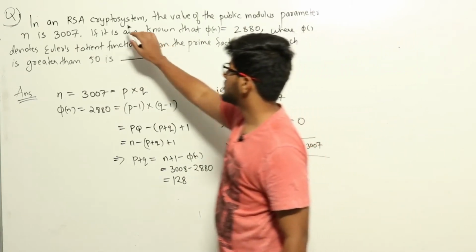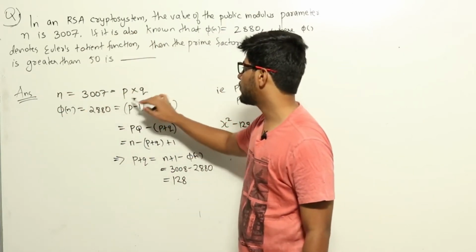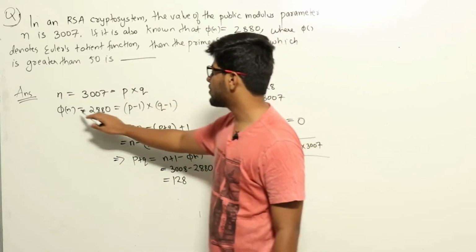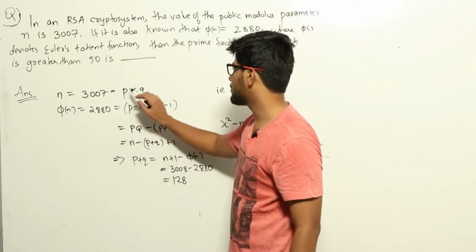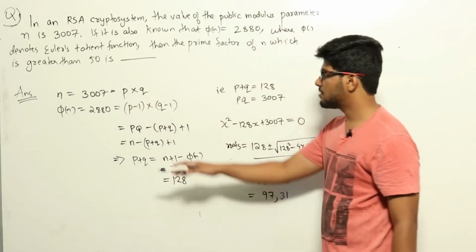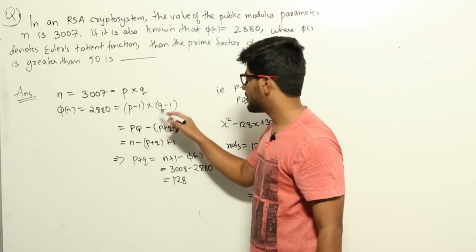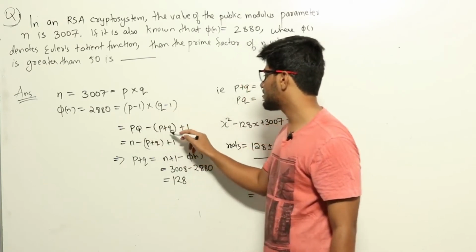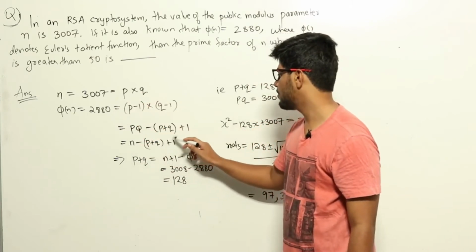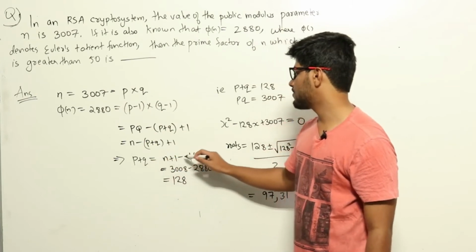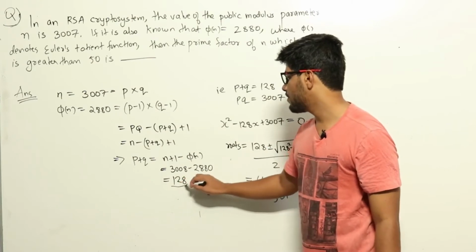Now in RSA crypto system, it's given that n is 3007, meaning n can be written as p into q, where p and q are prime numbers, and phi of n will be equal to 2880 given here, where phi of n is nothing but (p minus 1) into (q minus 1). So this is what we know from the question. Now phi of n is (p minus 1) into (q minus 1), which we can rewrite as pq minus p minus q plus 1. Now pq is n only, so that will be equal to n minus (p plus q) plus 1, which means p plus q will be n plus 1 minus phi of n, that is 3007 plus 1 minus 2880, which is equal to 128.